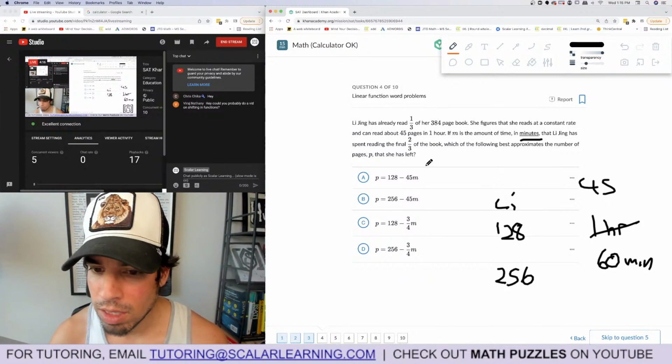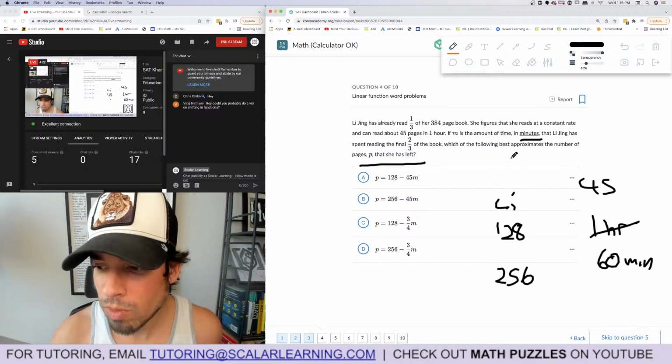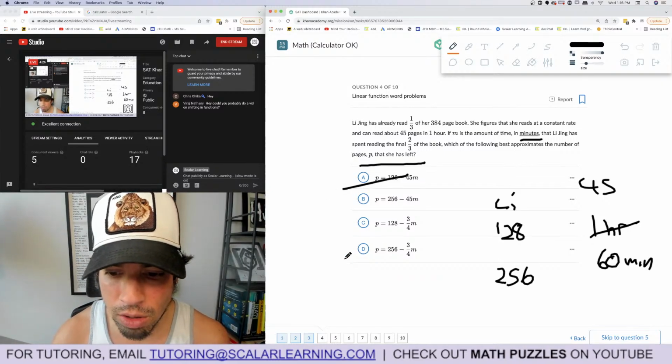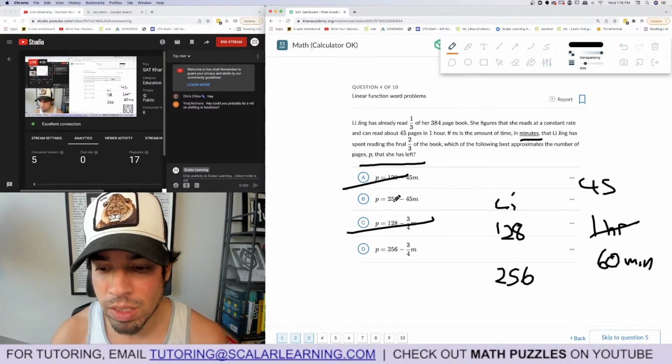That Li Jing has spent reading the final 2/3 of the book, which is finding best approximate the number of pages she has left to read. So let me think about this for a second. She's starting with 256. So that's out and that's out. So we know it's starting at 256 and then it's minus whatever.